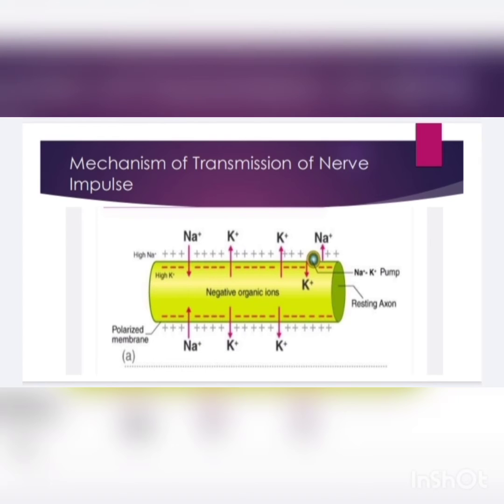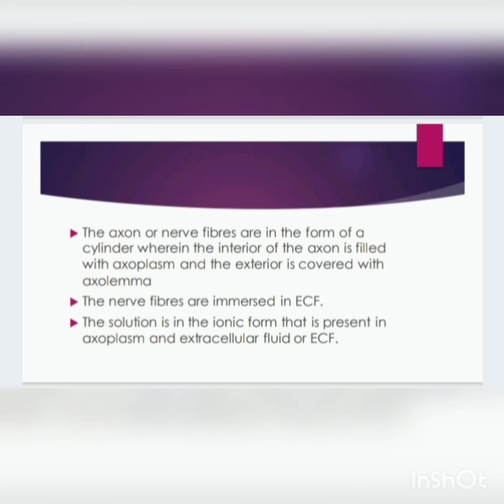This is the representation of the mechanism of transmission of nerve impulse through an axon. In this figure, the axon or nerve fiber is in the form of a cylinder wherein the interior of the axon is filled with the axoplasm and the exterior is covered with the axolemma. The nerve fibers are immersed in ECF. The solution is in the ionic form that is present in axoplasm and extracellular fluid or ECF.